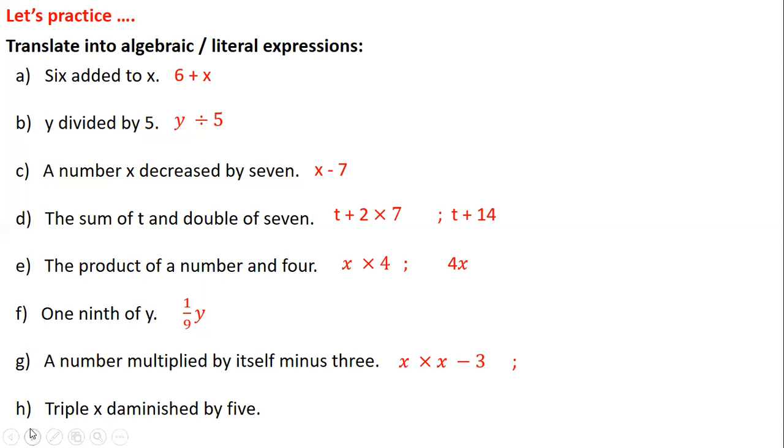Now let's move to H. In H we have triple X diminished by 5. Triple X means a number we need to triple. What do we multiply it by? By 3, right. So 3 times X.